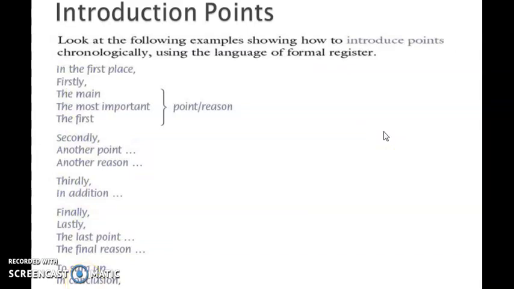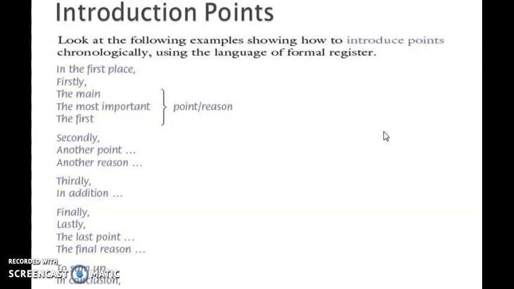Another important point for formal writing is introducing points. For example, when you are asked to write an essay on any topic, you have to write 3 or 4 points for that. Instead of saying firstly, secondly, thirdly all the time, we use different types of words.